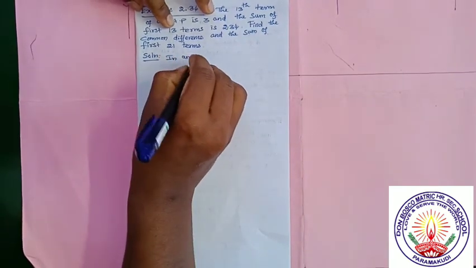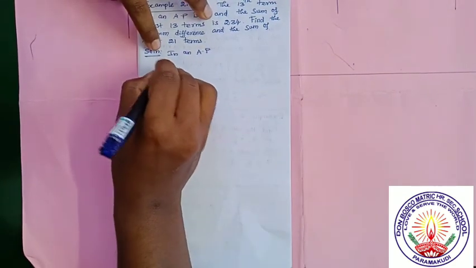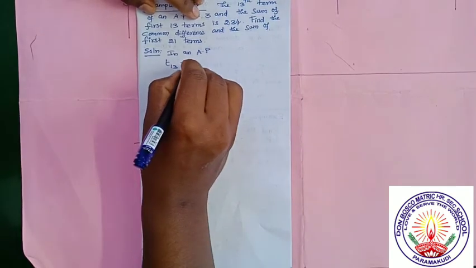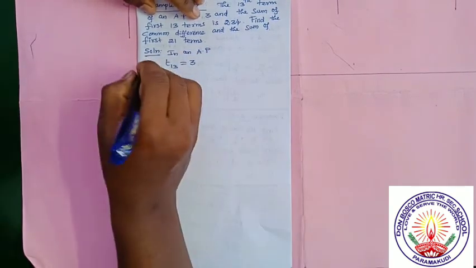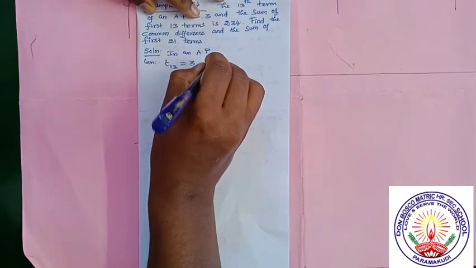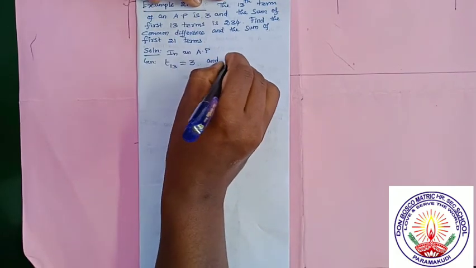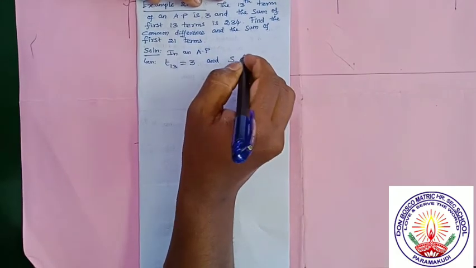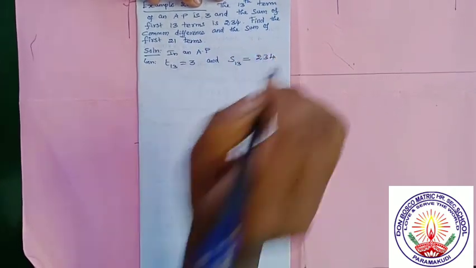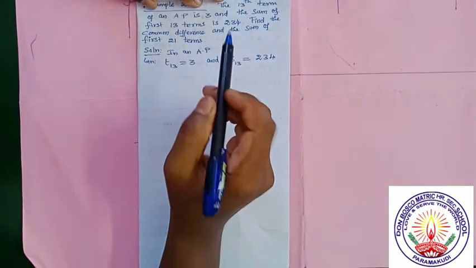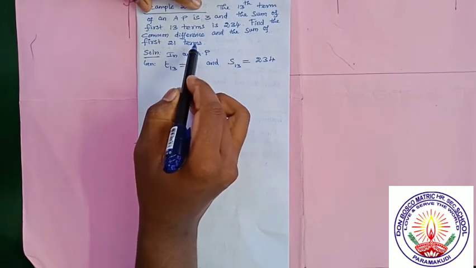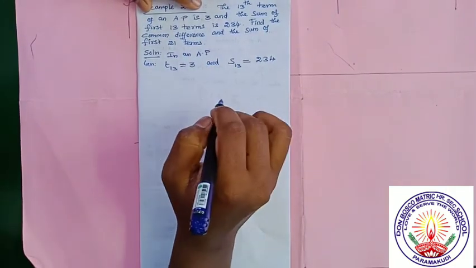In an AP, the 13th term T13 is 3 is given, and the sum of first 13 terms is S13. T13 is equal to 3, S13 is equal to 234. These are the two given informations. Our question is to find the common difference D and the sum of first 21 terms, that is S21. So D and S21 we need.